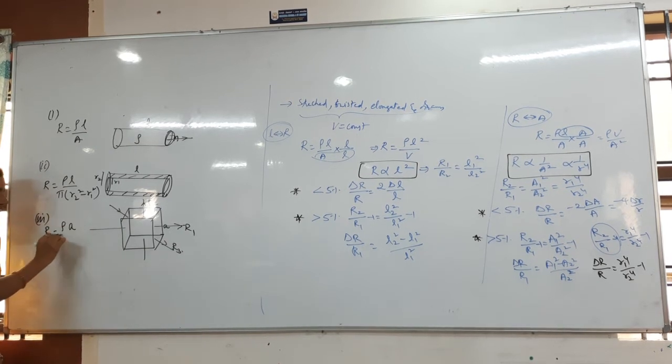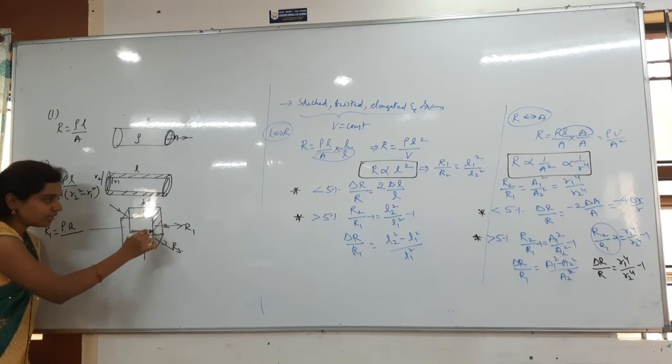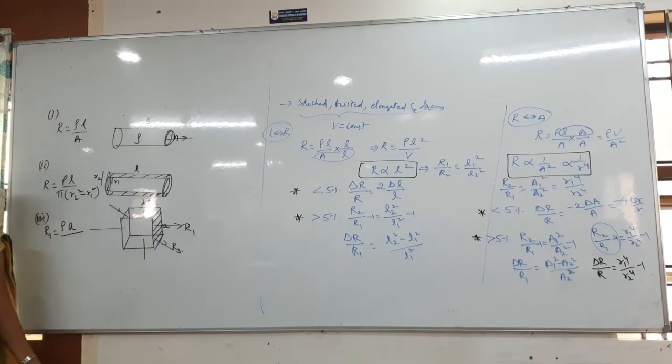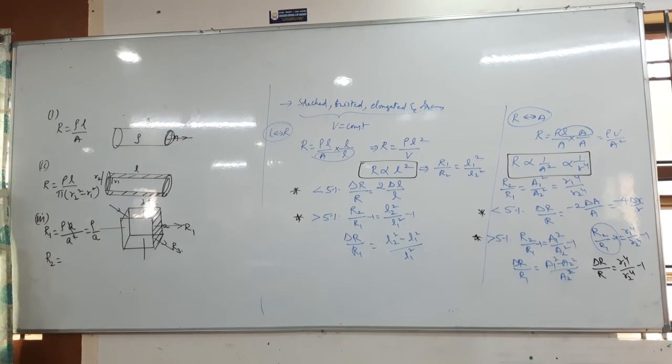A length, that divided by, from which area is it coming out? This area, right? You have to take that as A square, that's it, finished. Then A square, A gets cancelled. What will you get here? Rho by A. Then what about R2? R2 is also the same only.